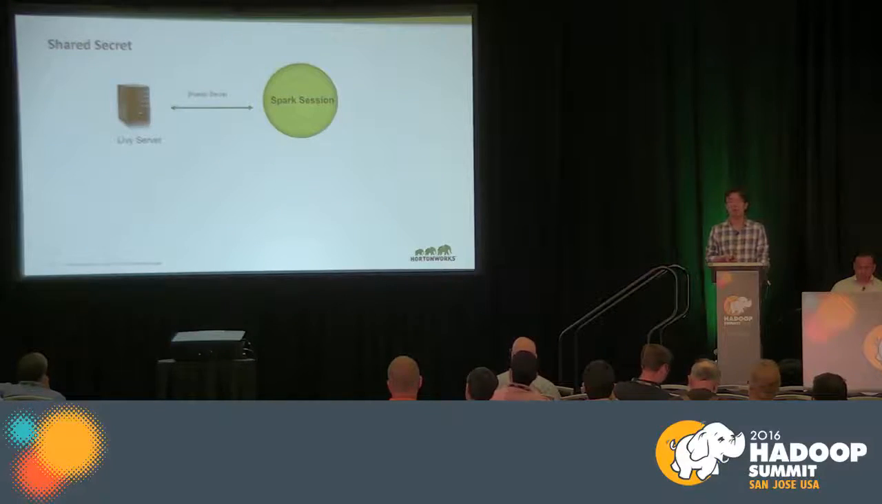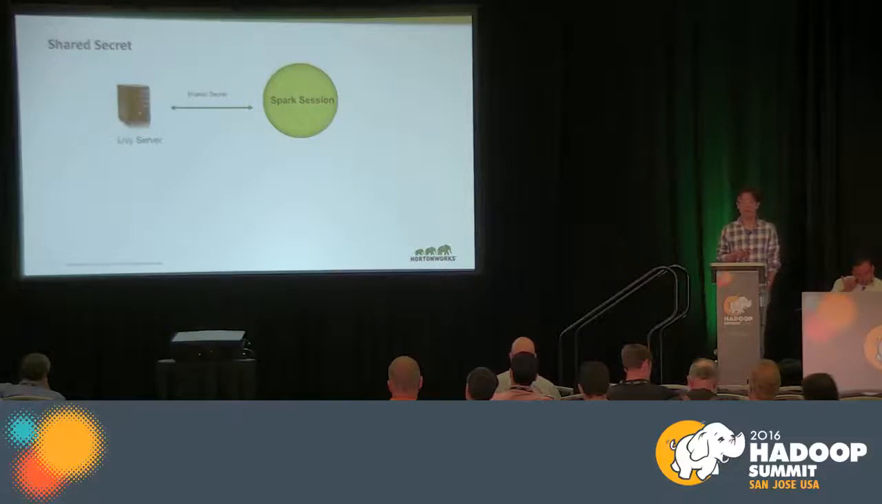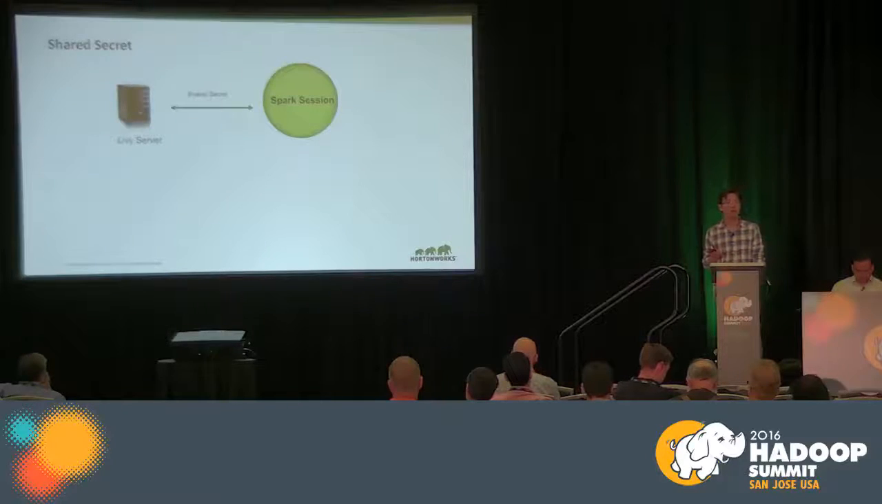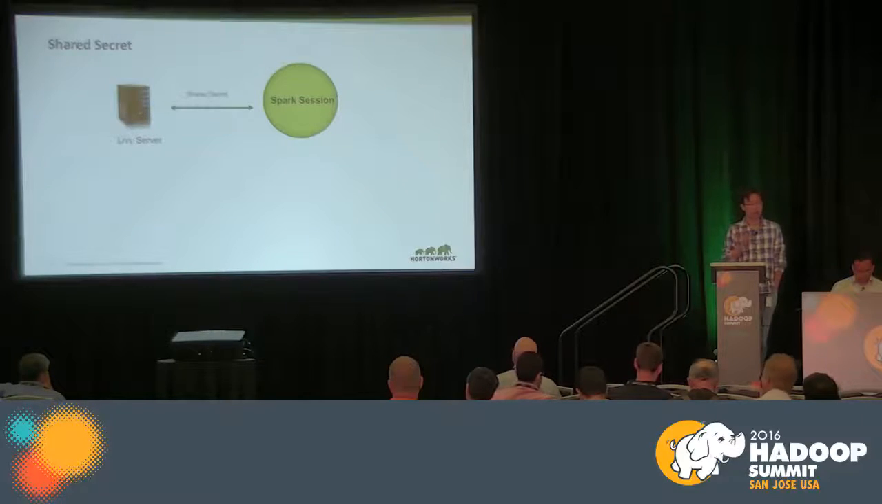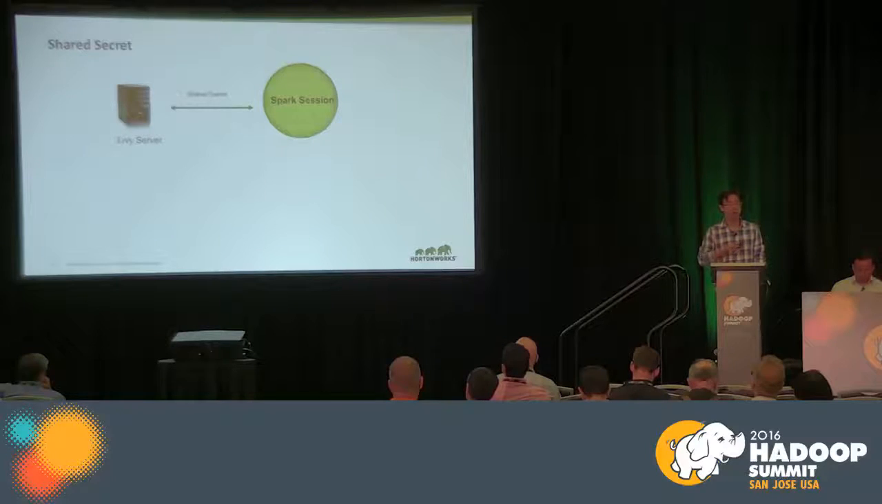So the next thing is about the shared secret. Once the Spark session is launched, it can accept requests from the outside. But we want only the Livy server to be able to send requests to the Spark session. So how can we ensure that? Can we use a shared secret?